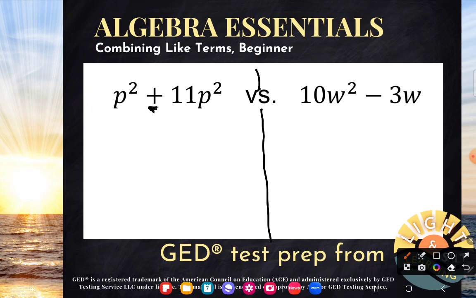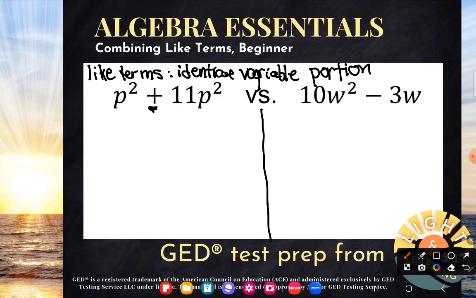Like terms have the same variable portion. All right, that means that they have the same letter, but it also means that those letters have the same exponent. So it needs to be an identical variable portion. Think about this. Is 3 the same as 3 squared? No, 3 is not the same as 3 squared. And similarly, p is not the same as p squared.